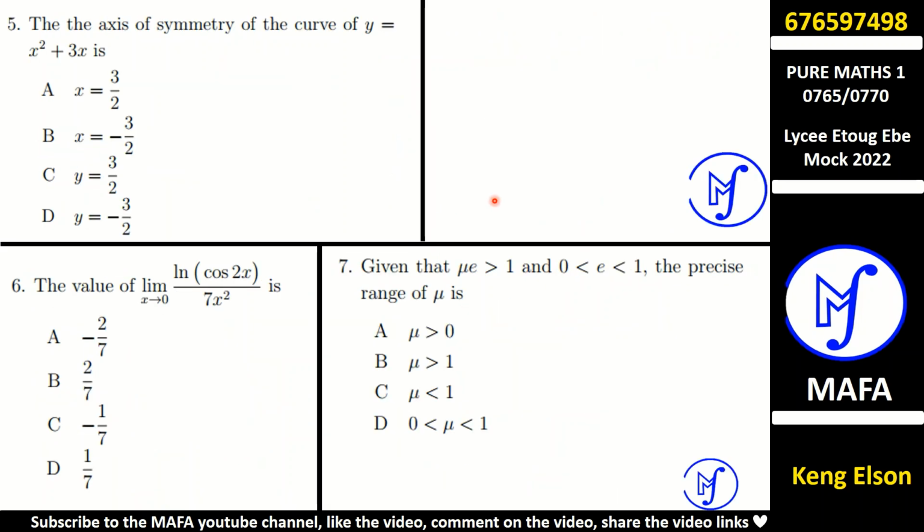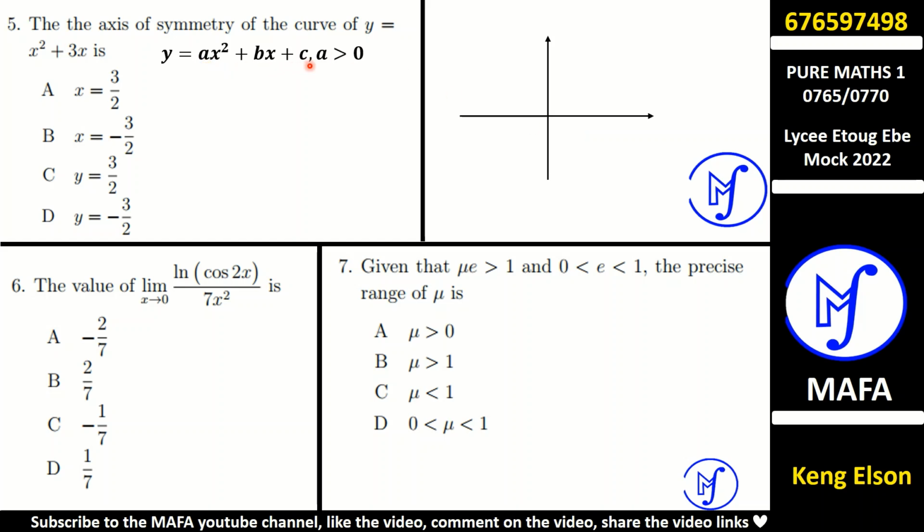Alright, let us move on to question 5. It reads, the axis of symmetry of the curve of y equal to x squared plus 3x is. So we are going to consider a quadratic function y equal to ax squared plus bx plus c, and we are going to consider a to be positive because in our equation, the coefficient of x squared is 1, which is positive. Anyways, the rule holds even if a is negative as well. So we are going to plot ax squared plus bx plus c.